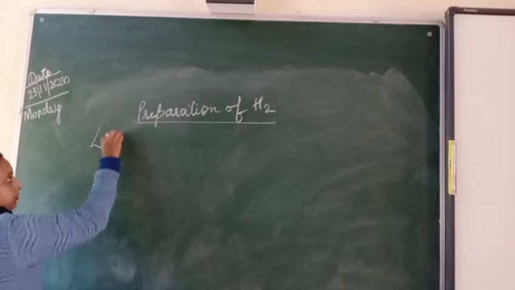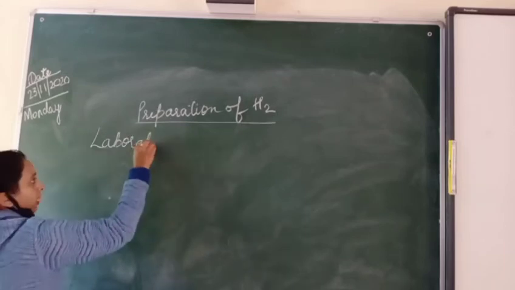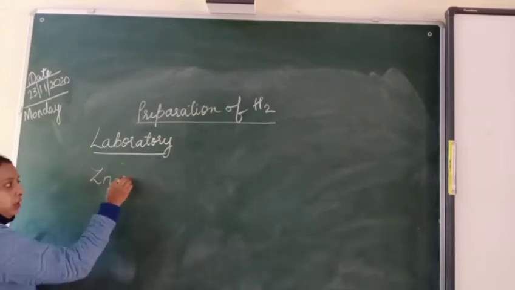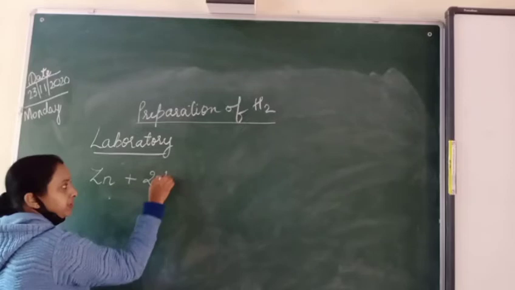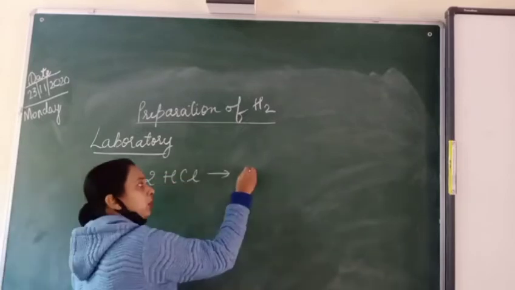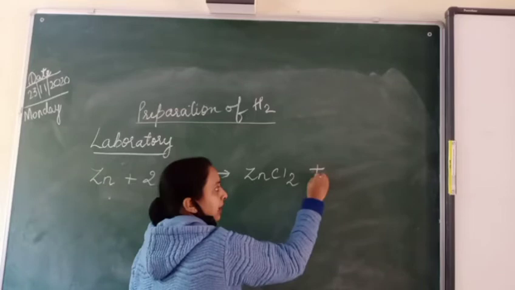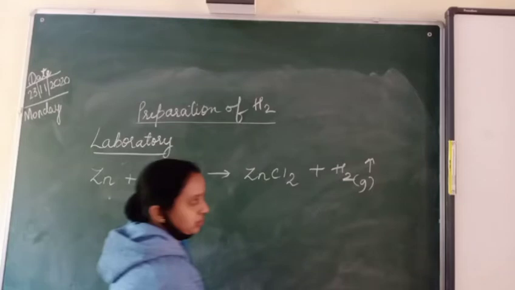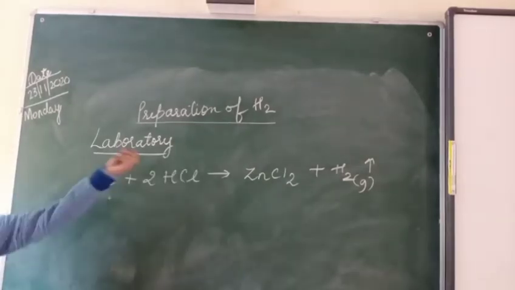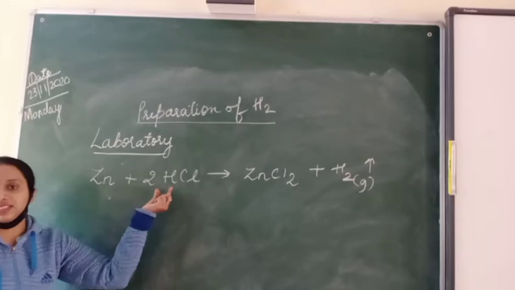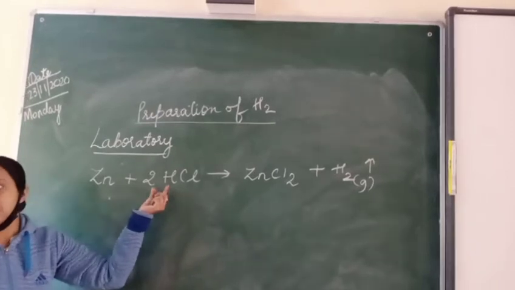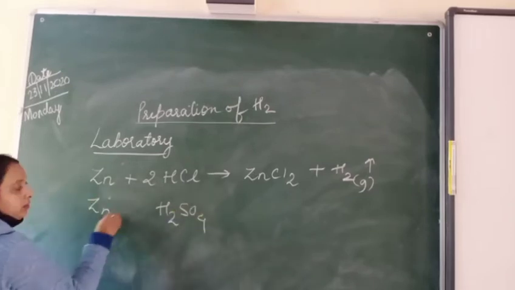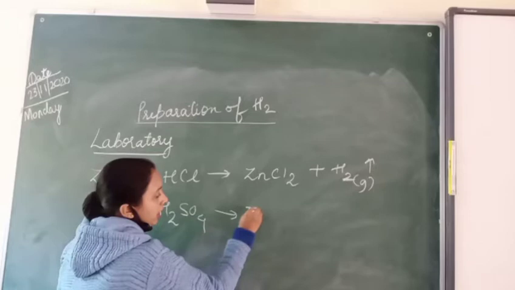the reaction is what? Zinc reacts with 2HCl. It will give you what? ZnCl2 plus H2 gas. Here hydrogen gas is being produced. Okay, so see here, instead of hydrogen chloride gas, we can even use sulfuric acid H2SO4 with zinc. Zinc plus H2SO4 will give you ZnSO4 plus H2 gas. Hydrogen gas is being produced here.